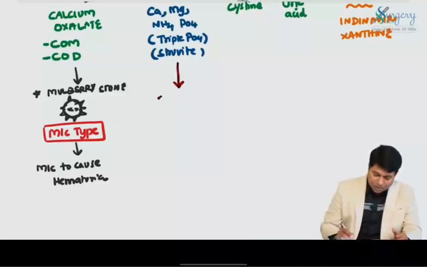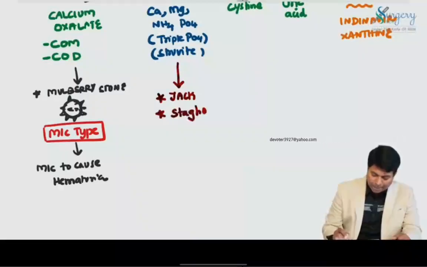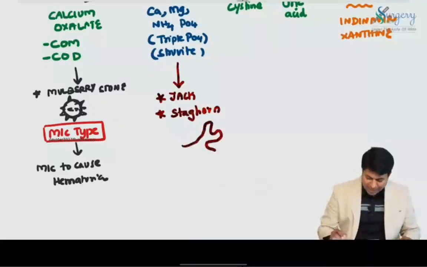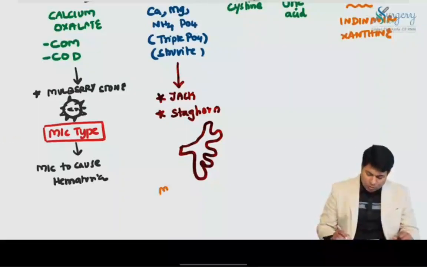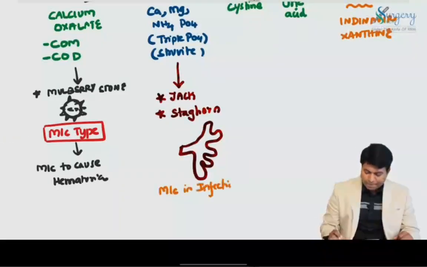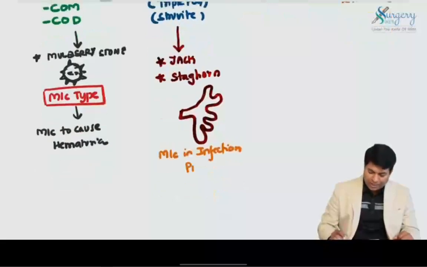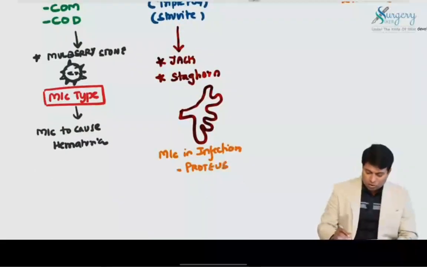Coming to the triple phosphate stones, it is also known as struvite stones, also known as jack stones, also known as staghorn calculi. This is the stone which takes the shape of the calyces and looks like a staghorn. So this is the stone most common in infection. What infection? Urea splitting organisms like Proteus. The most common organism in this infection is Proteus.